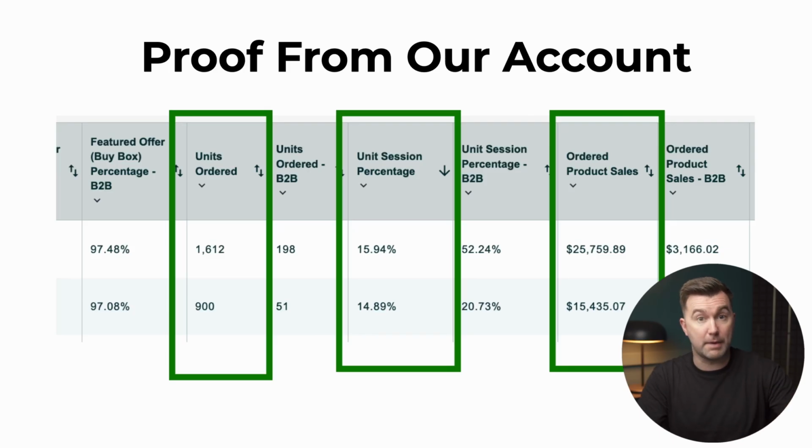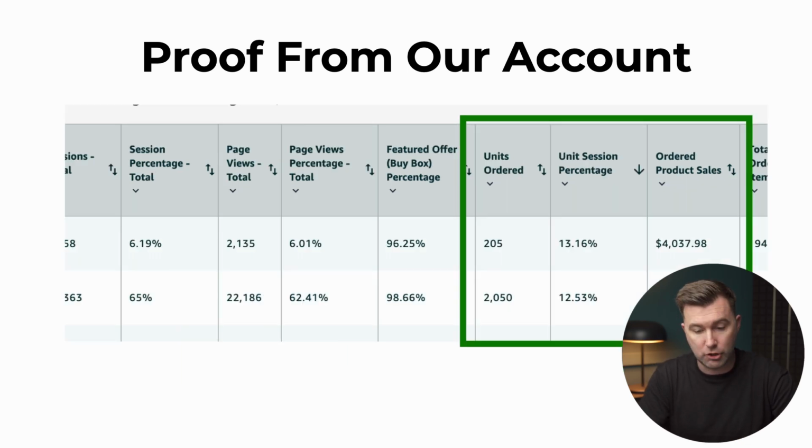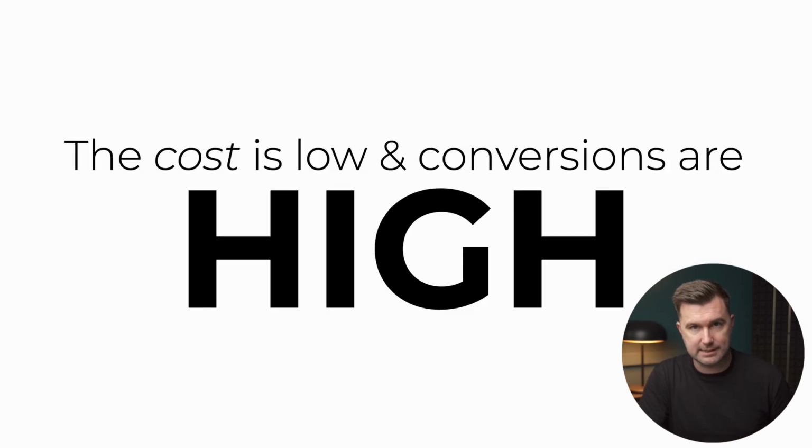And here's some proof from our Amazon account, one of the accounts that we have, of our conversion rates. You can see 15.94%, 14.89%. So again, compared to a traditional e-commerce site, it might be 2 or 3%. Because people are on Amazon and clicking through to a listing, the conversion rates are so much higher because they actually want to buy from those ads. And here's just another one again, showing you 13.16% and almost 12.53% as well. And you can see the revenue that we've done on our account for these items also. So the cost is low on Amazon and the conversions are high, which is a beautiful place to be.